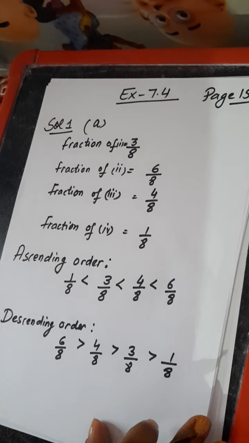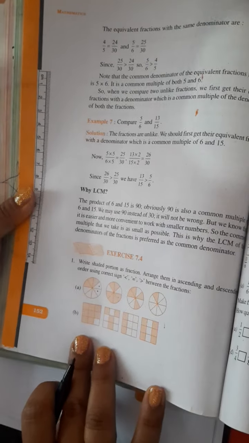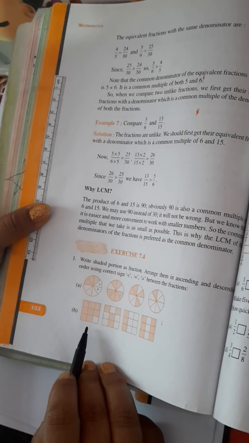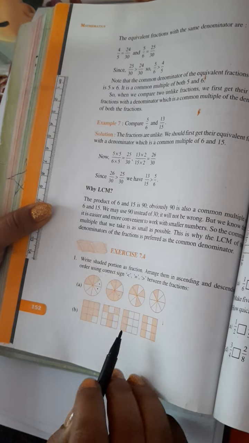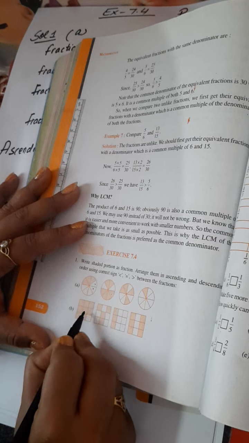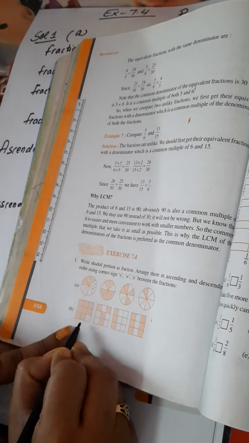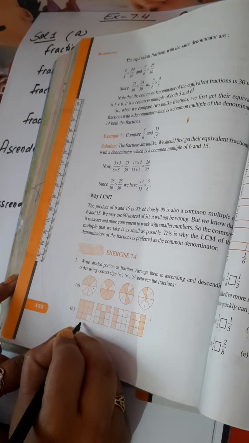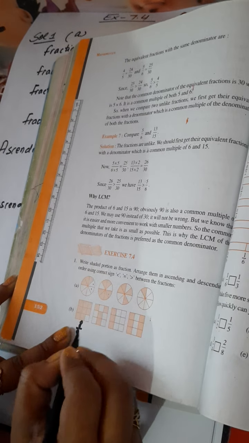Now next we have part B. Again, same question: you have to write the fraction of each figure. After this you have to arrange in ascending and descending order. So let's count: 1, 2, 3, 4, 5, 6, 7, 8, 9. Here total parts are 9. So the fraction of this figure is 8 upon 9.